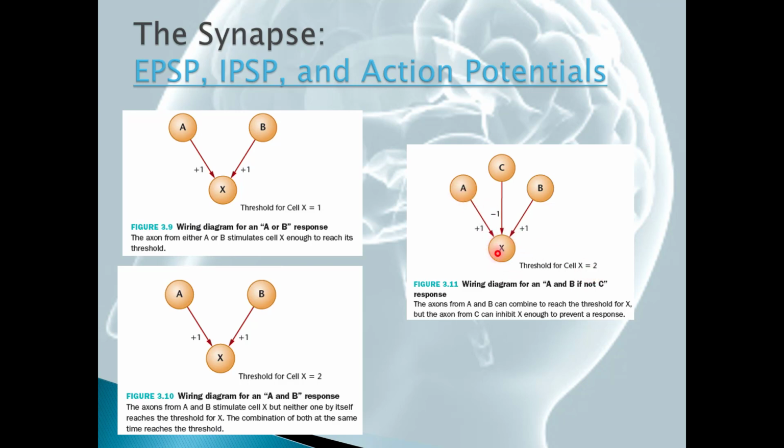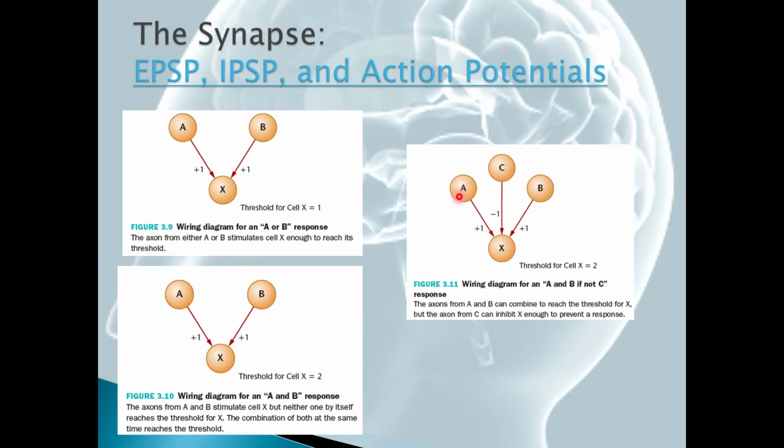A alone doesn't get X to plus 2, so no action potential. B alone doesn't get X to 2, so no action potential. A and B firing simultaneously, so spatial summation, A and B together, 1 plus 1, that gives us 2, X would fire an action potential.